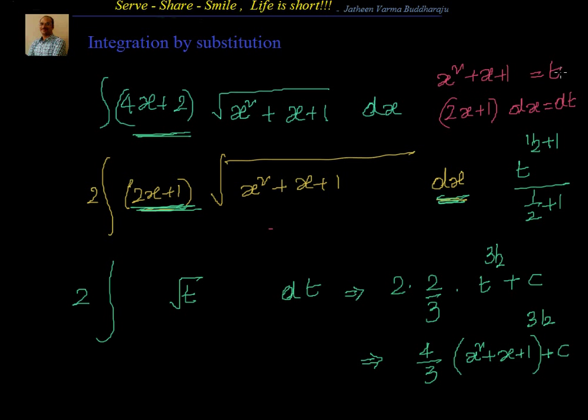Now we take a substitution in such a way that part of the problem is simplified and the problem transforms into a known integral like root t, which is very easy to find. So the integral of (4x plus 2) into the square root of (x square plus x plus 1) dx is equal to 4 by 3 into (x square plus x plus 1) whole to the power of 3 by 2 plus c.